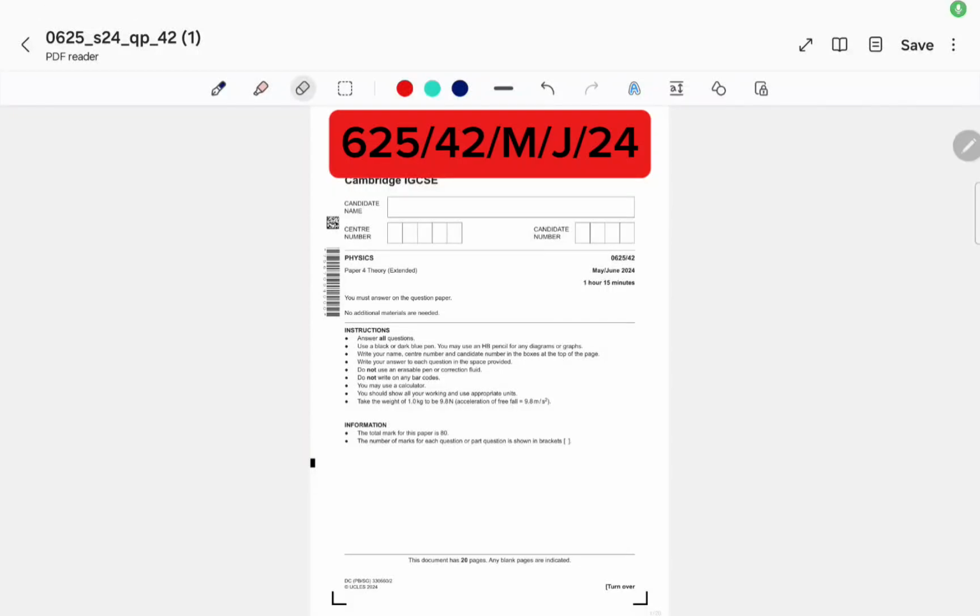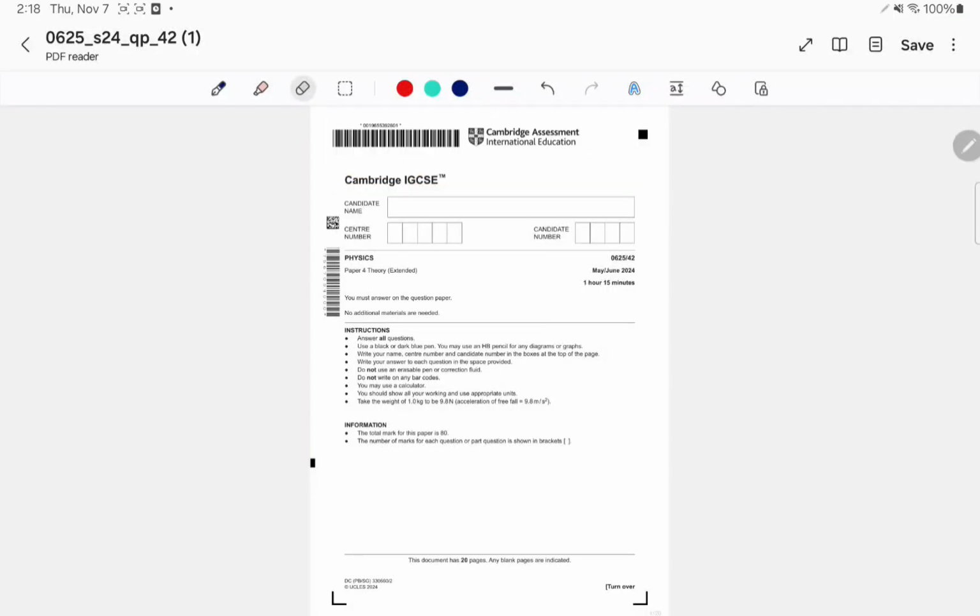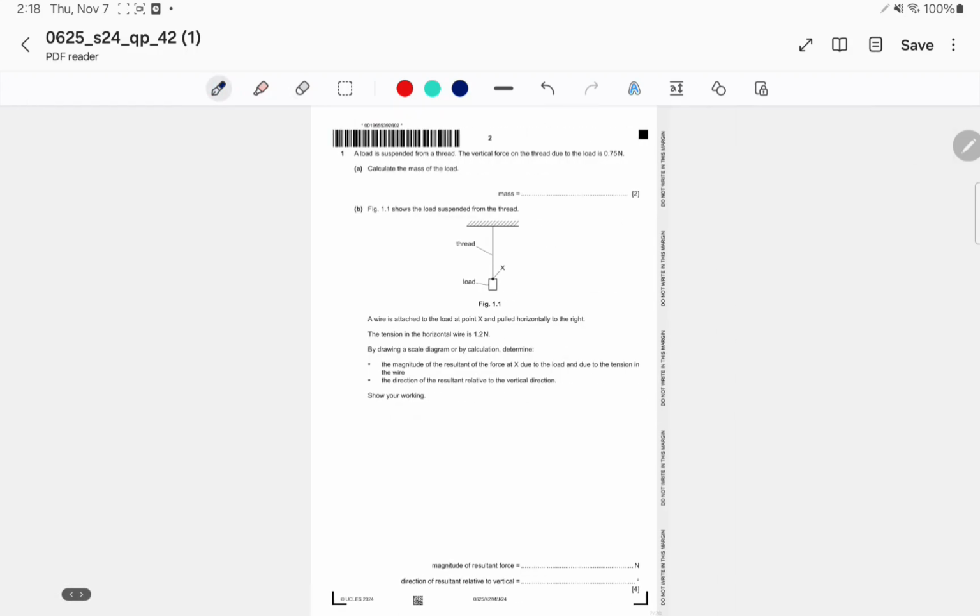We are going to see an IGCSE paper, 0625/42, May/June 2024. This is a Paper 4, an extended paper. First question: a load is suspended from a thread. The vertical force on the thread due to the load is 0.75 newton. Calculate the mass of the load.